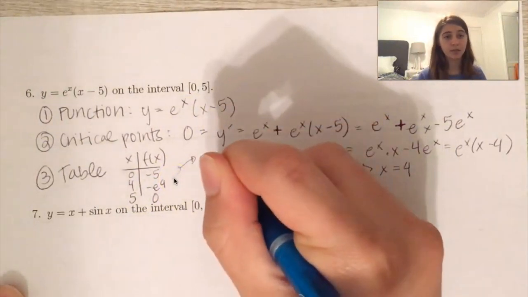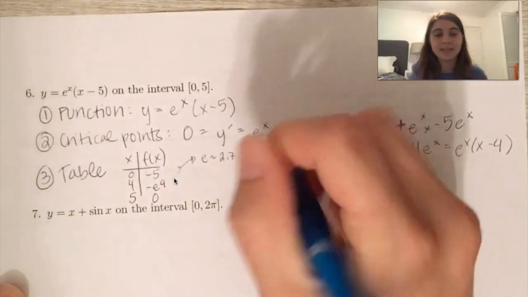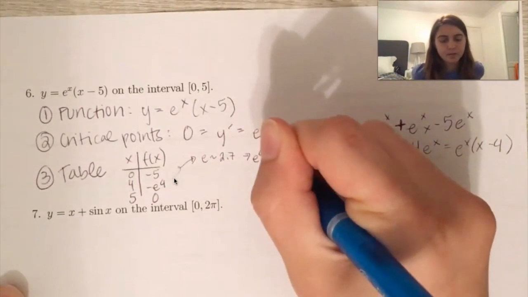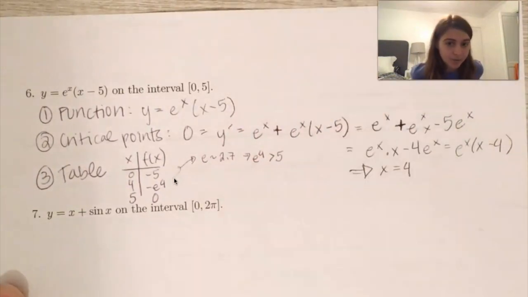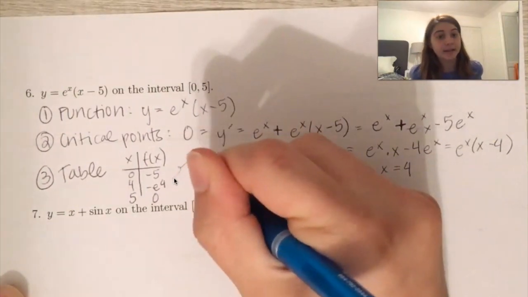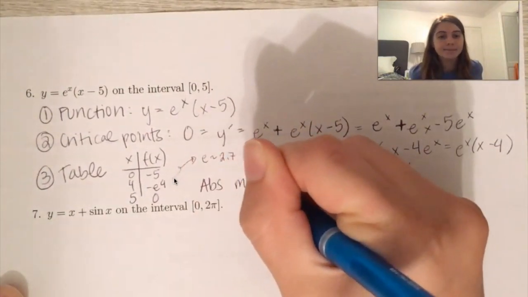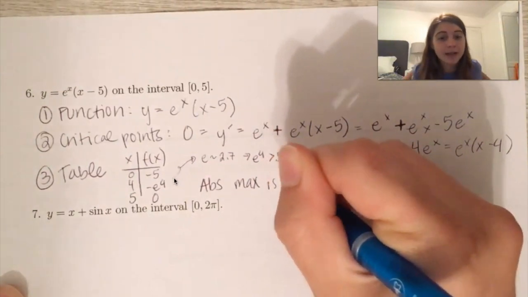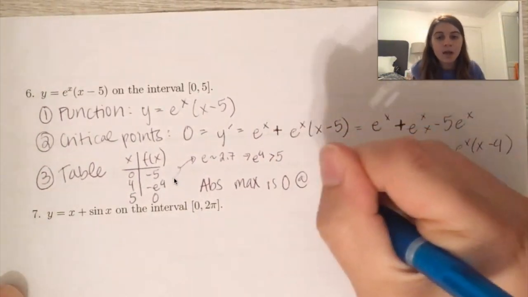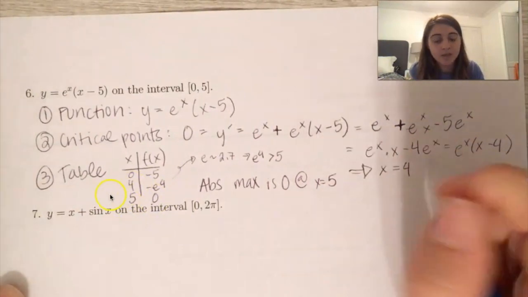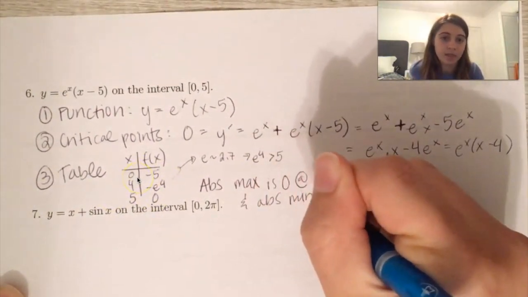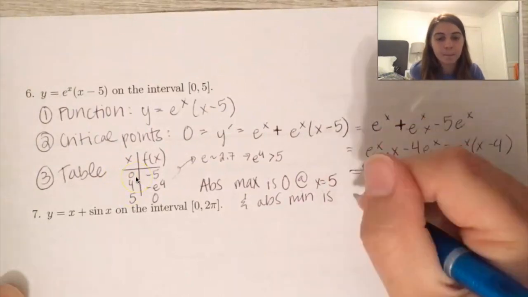E to the 4th, e is about 2.7, so we know that e to the 4th is way bigger than 5. Which means negative e to the 4th is way smaller than negative 5. And that means it would be the absolute minimum. We'll get there though. Absolute maximum value is 0. That occurs at x equals 5. Absolute minimum value, negative e to the 4th, that occurs at x equals 4.